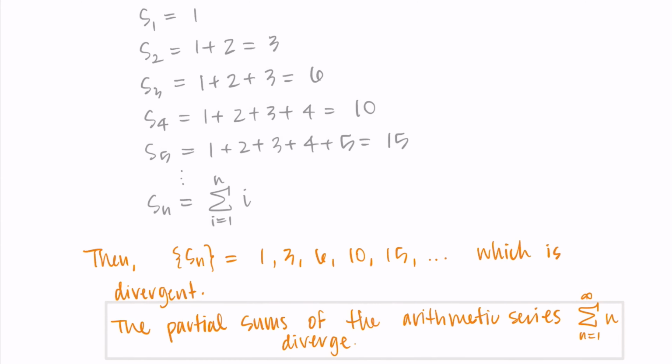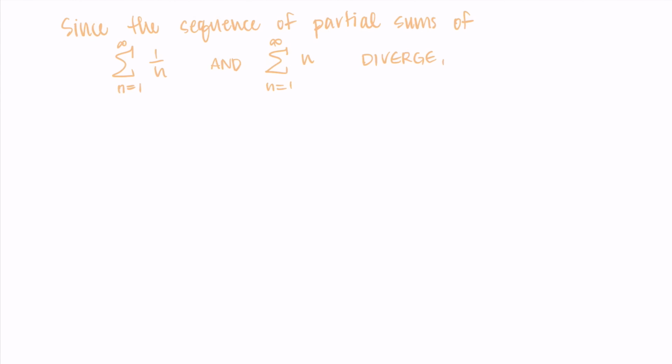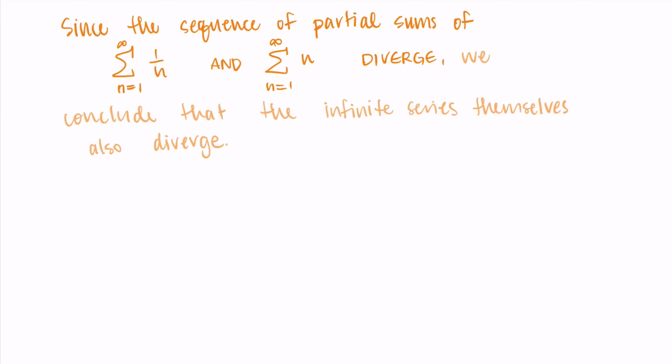So from these two examples we've talked about, I want to make a conclusion. Since the sequence of partial sums of the sum from n equals 1 to infinity of 1 over n and the sum from n equals 1 to infinity of n diverge, we can conclude that the infinite series themselves also diverge. Since we've looked at the partial sums, and over time those partial sums don't approach any value, the overall series isn't going to approach any value.